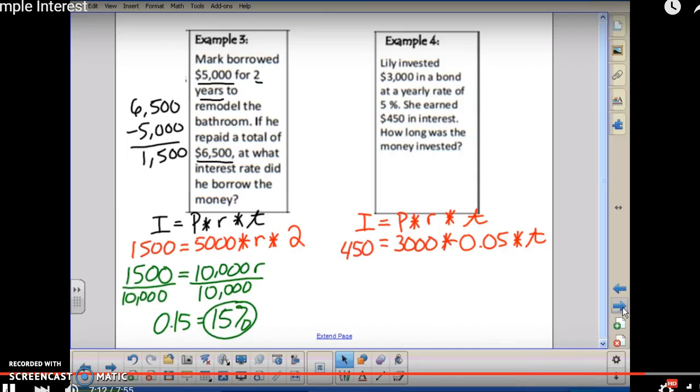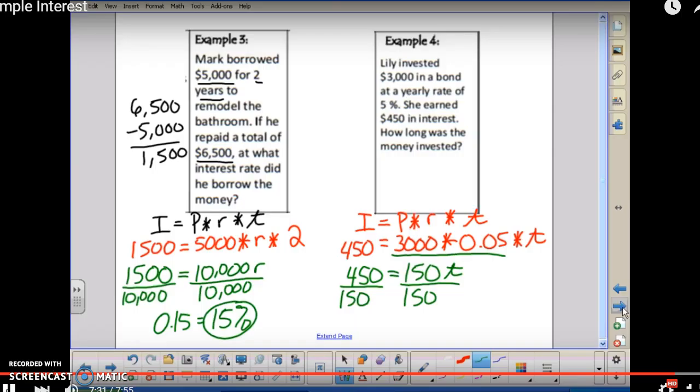Again, you're going to simplify the one side of the problem, so you're going to do 3,000 times 0.05. So we're going to get 450 equals 150 times T. These are inverse operations. Divide both sides by 150, which is going to give us 3 years, because 3 equals T.